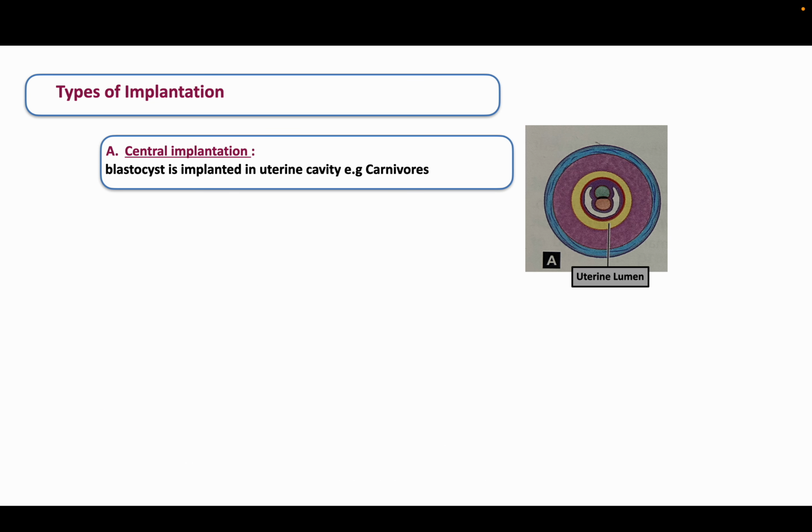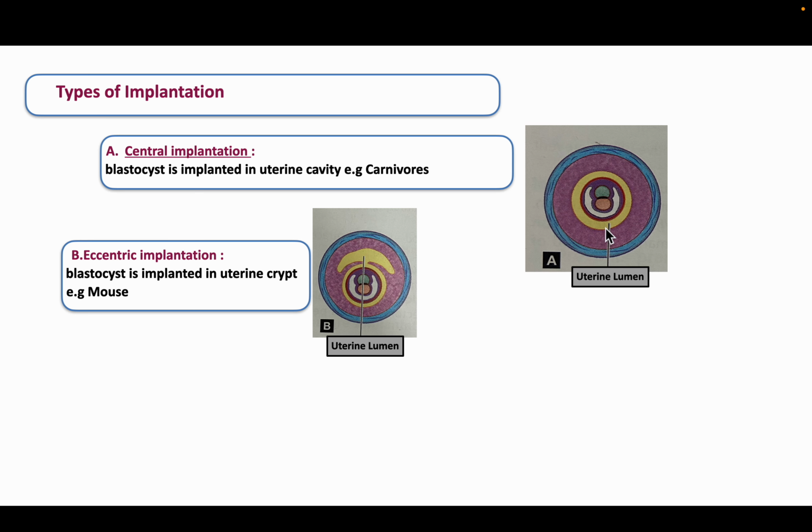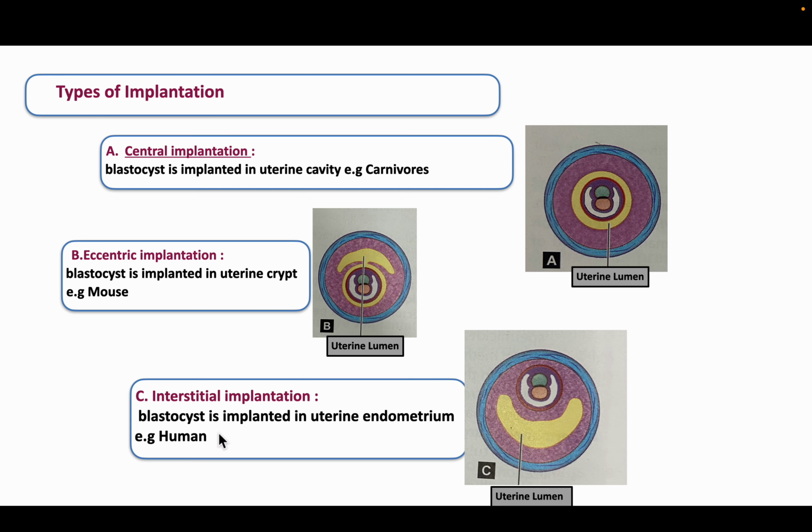Now, what are the types of implantation? In central implantation, the blastocyst is implanted in the uterine cavity, as seen in carnivores. Eccentric implantation is where the blastocyst is implanted in a uterine crypt, as seen in the mouse. And in humans, interstitial implantation occurs, where the blastocyst is implanted in the uterine endometrium.